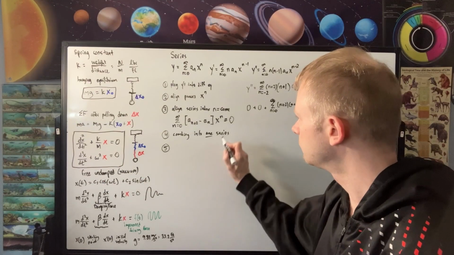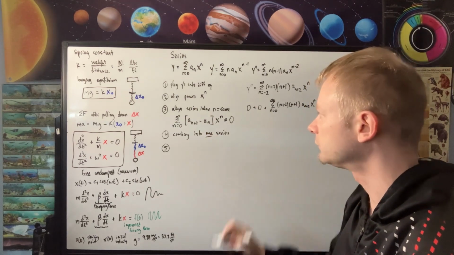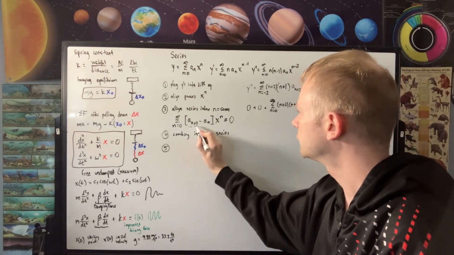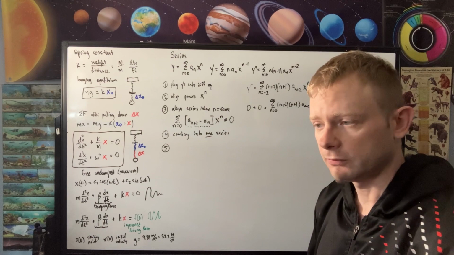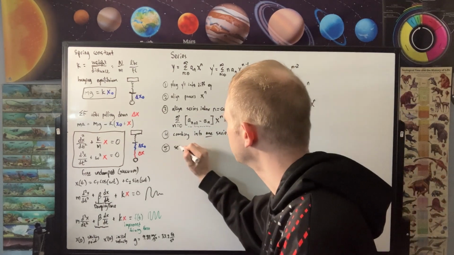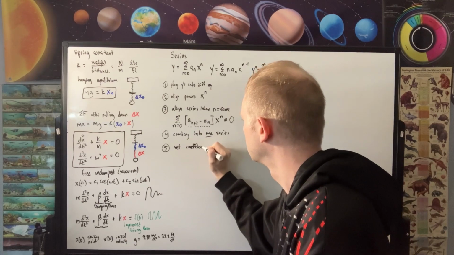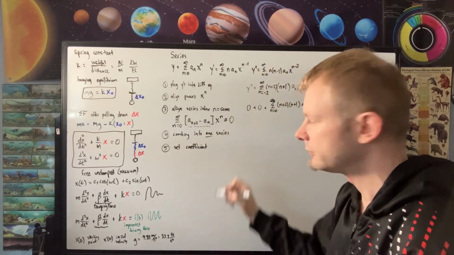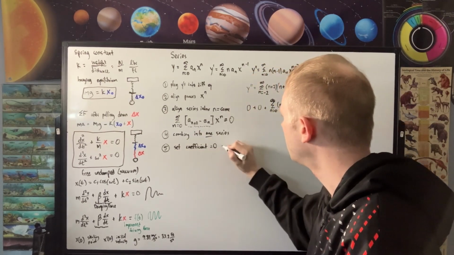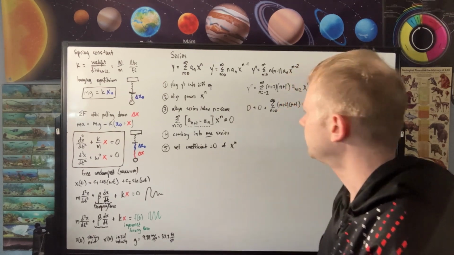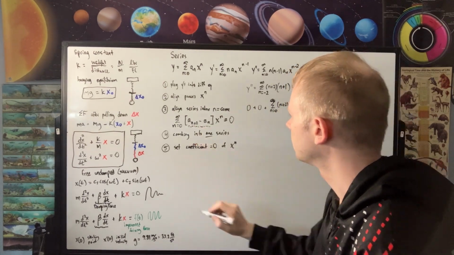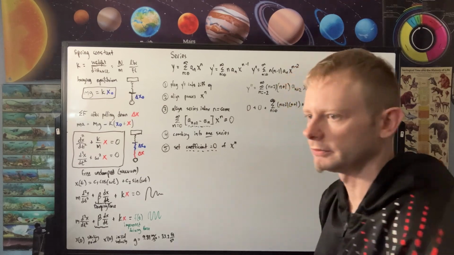The next step is to realize that if this equation is supposed to be equal to 0, then just the coefficient itself is supposed to be equal to 0. So what we're going to do is set the coefficient of x to the power of n equal to 0. So we simply have this thing right here equal to 0.